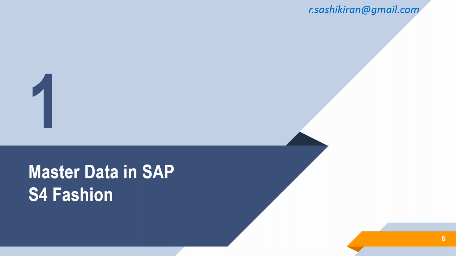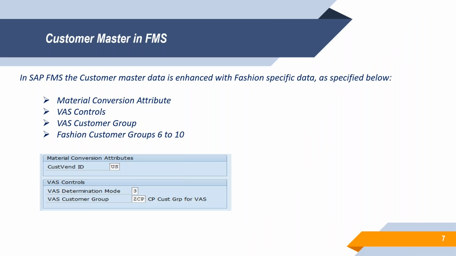Let's talk about the master data that we maintain as part of S/4 Fashion. Of course, first the customer master. The standard customer master has been enhanced with fashion-specific fields and views to cater to the requirements of FMS. Meaning you can maintain size value conversion attributes, VAS attributes, VAS customer groups, and also customer groups from 6 to 10.